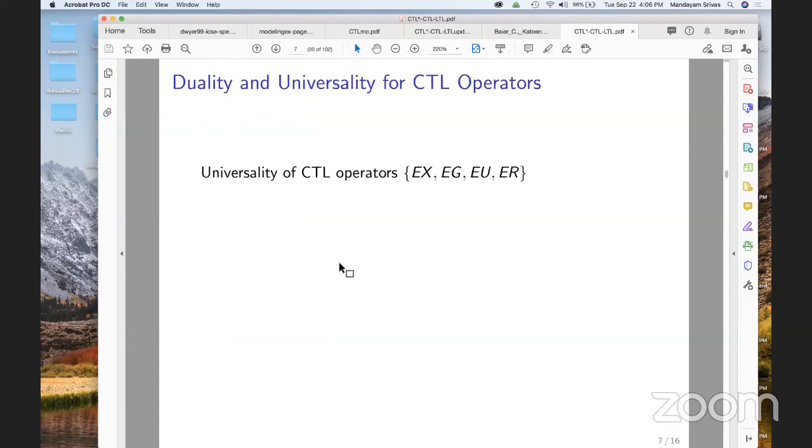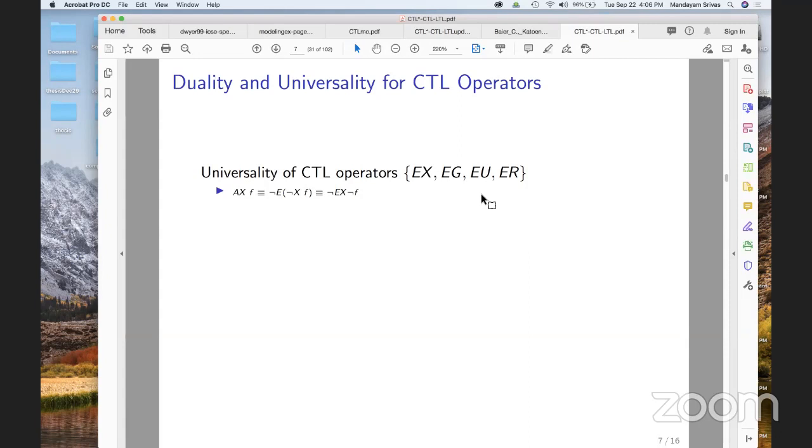So what are these things when applied to CTL operators? So there is a universal set of CTL operators. It's not necessary to have A and F. It's enough to define all CTL properties in terms of EX, EG, EU, and ER. And as you will see, even ER is not needed.